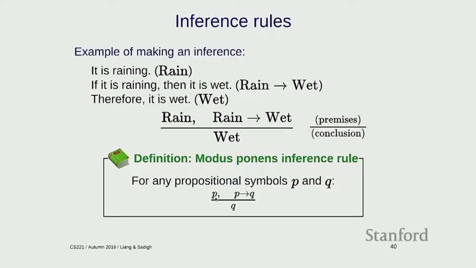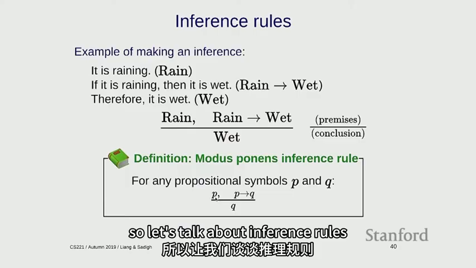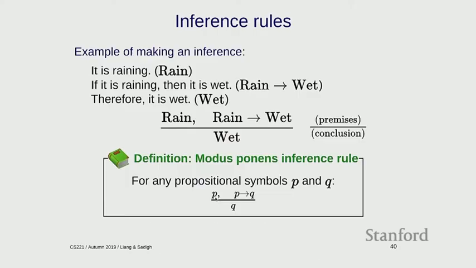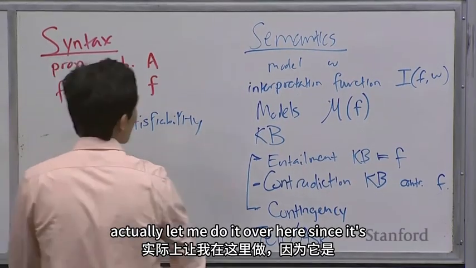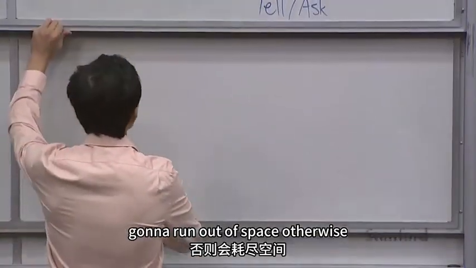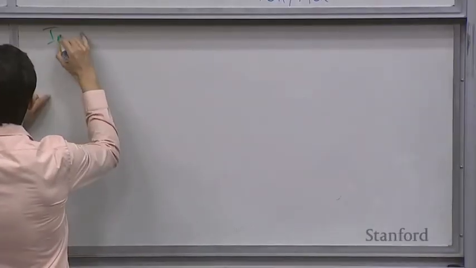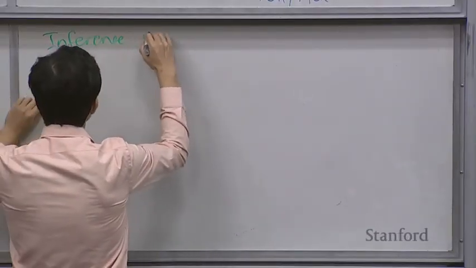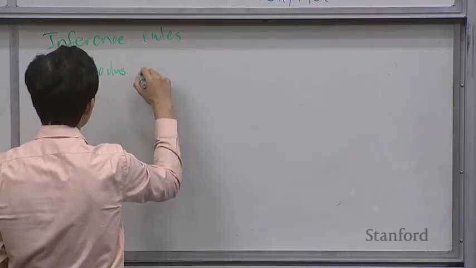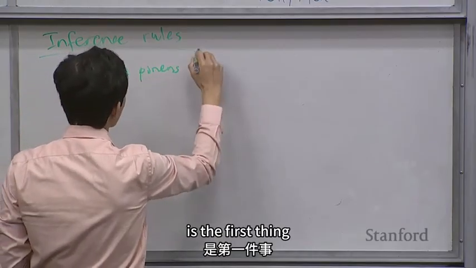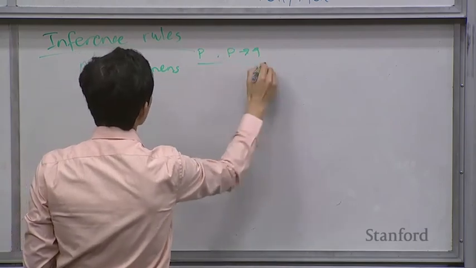Okay? So let's talk about inference rules. Actually, let me do it over here since I'm going to run out of space otherwise. Okay, so modus ponens is the first thing we're going to talk about.